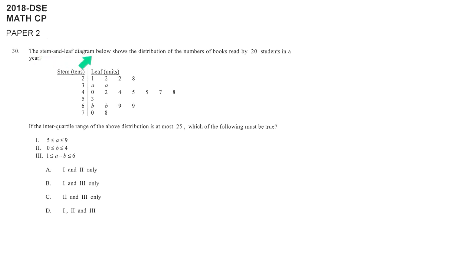about stem and leaf diagram, and then we have some unknown inside the stem and leaf diagram. After that, they give you some information. It's not an equation, but it's an inequality. So IQR is at most 25. At most, that means it can be exactly 25 or smaller than 25. And then we have to find out which of the statements is true.